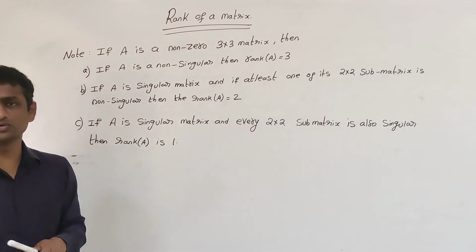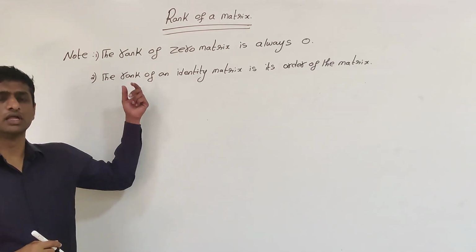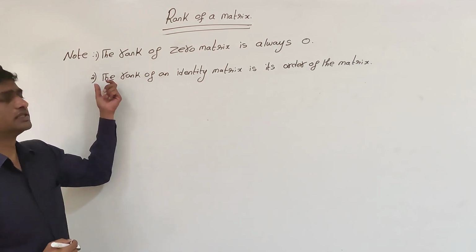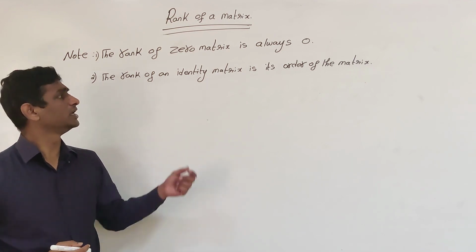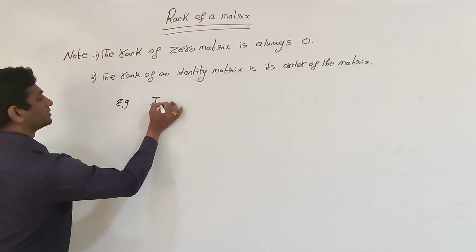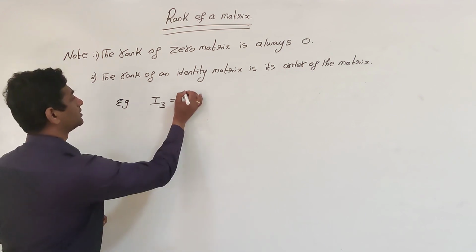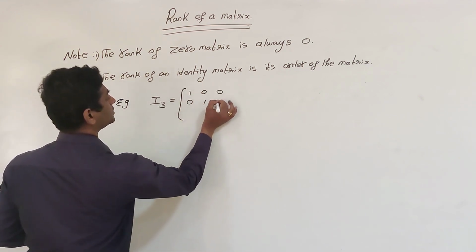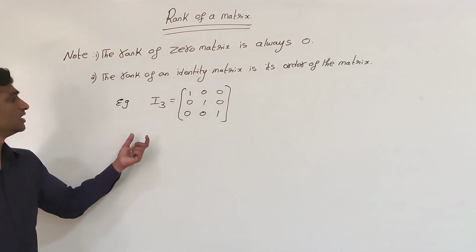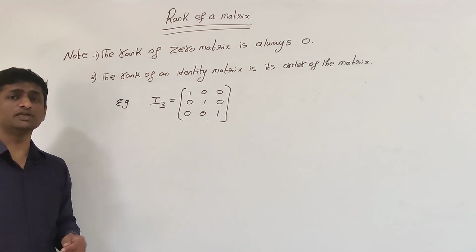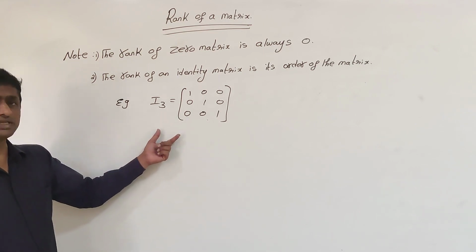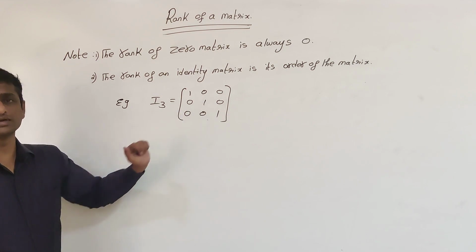So let's see one more note. Note 1: the rank of a 0 matrix is always 0. Next point: the rank of an identity matrix is the order of the matrix. Example, if I take I3, the identity matrix of order 3, 1 0 0, 0 1 0, 0 0 1, then it is a 3 by 3 matrix. The square submatrices we can have are of order 1, order 2 as well as order 3. For order 3, the determinant of this matrix is 1, which is non-singular.